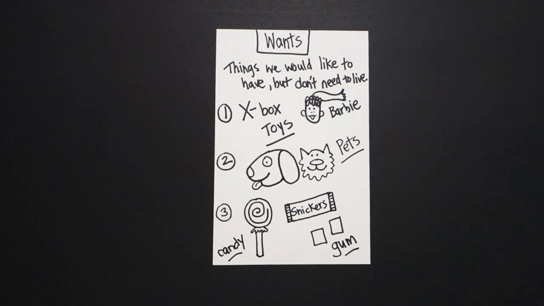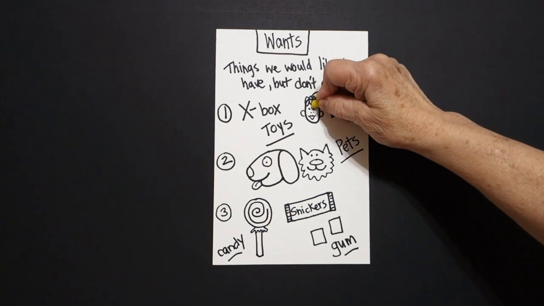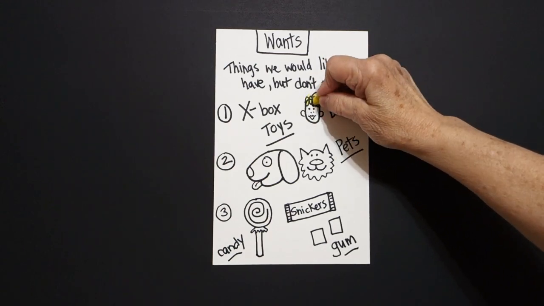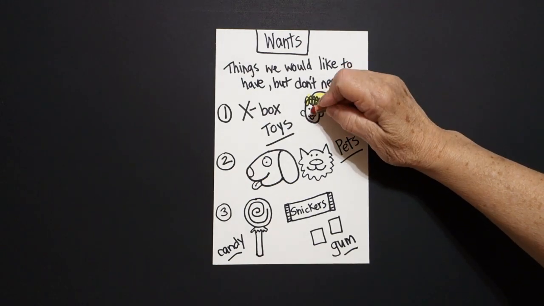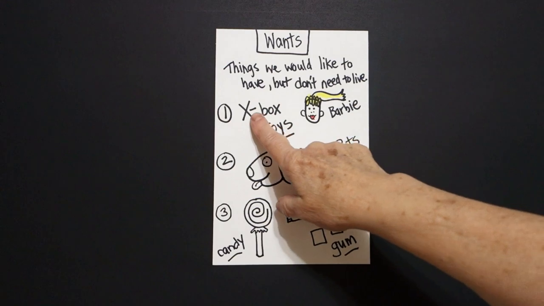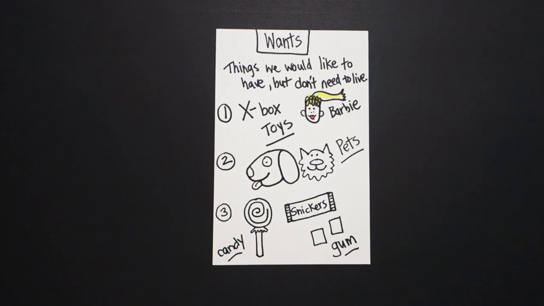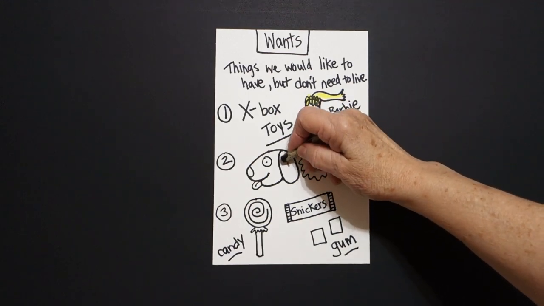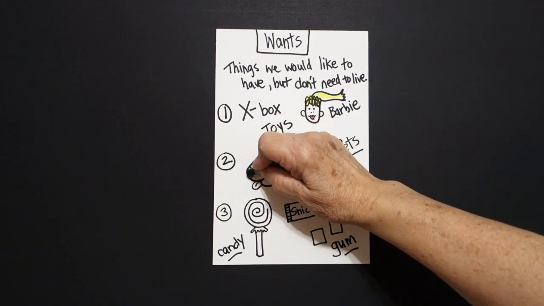All right, let's see how we're gonna color these in. Okay, first I'm gonna do Barbie. So I'm gonna use yellow for that ponytail and this space right here. And if I can fit little red lips. I know some kids have a lot of Barbies, and some kids have an Xbox. They have a lot of toys. Yes, we all want toys, but do we need them to live? No, we do not.